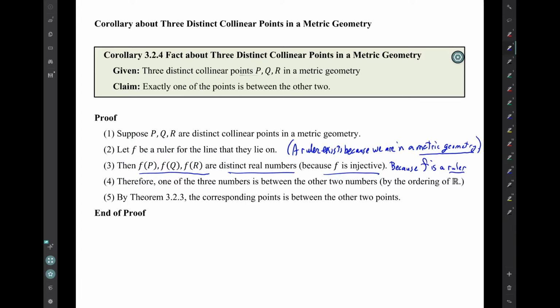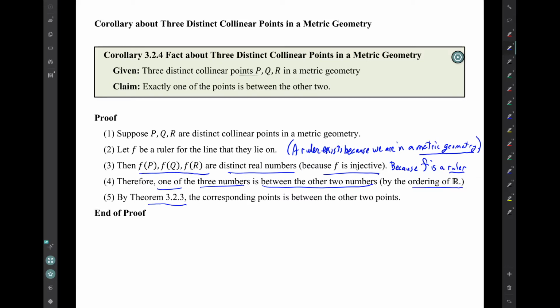Now, since we have three distinct real numbers, we can say for sure that one of those three numbers will be between the other two numbers. That's just by the property of the ordering of the real numbers. Now, because of the previous theorem, the corresponding point must be between the other 2 points. Now, we need to be more precise here.